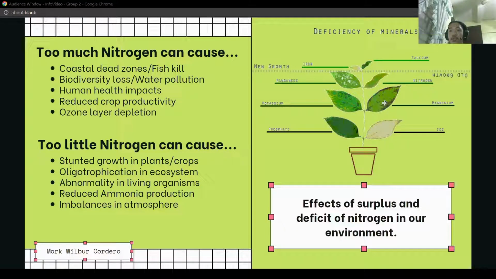Too little nitrogen present will lead to reduced ammonia production, and it is not good because ammonia is the main ingredient of fertilizers. Lastly, too little nitrogen can cause imbalances in atmosphere composition, since nitrogen acts as a diluent in the atmosphere. Due to its stability, oxygen levels will increase and make things more flammable and oxidizing if nitrogen levels are reduced.